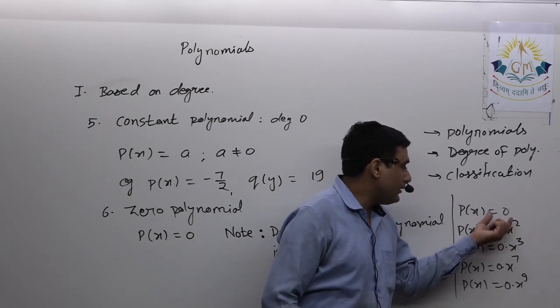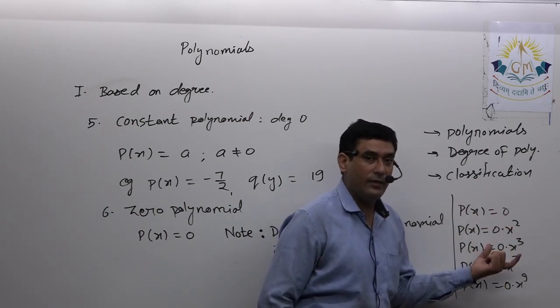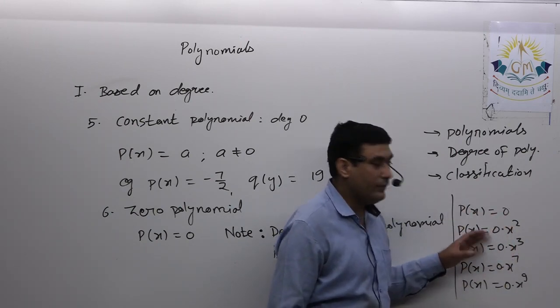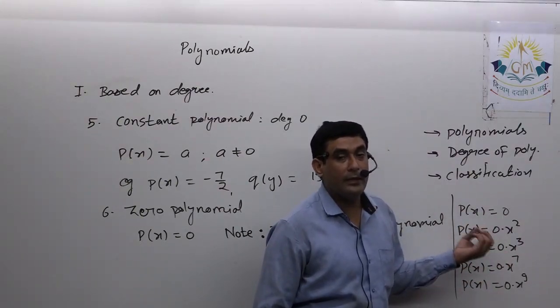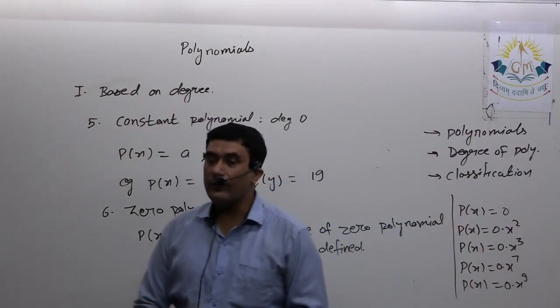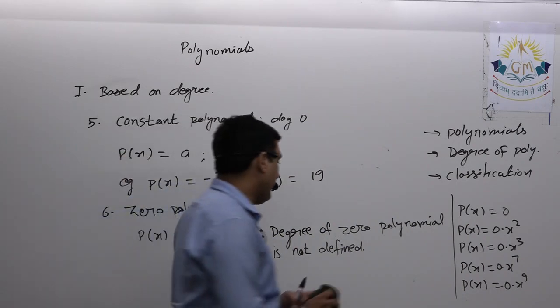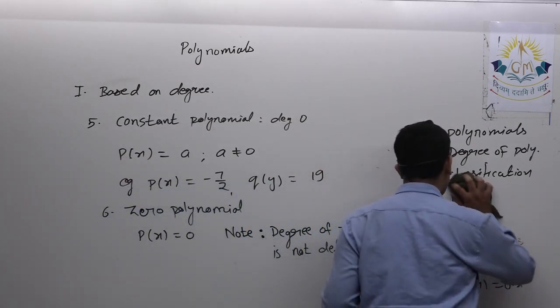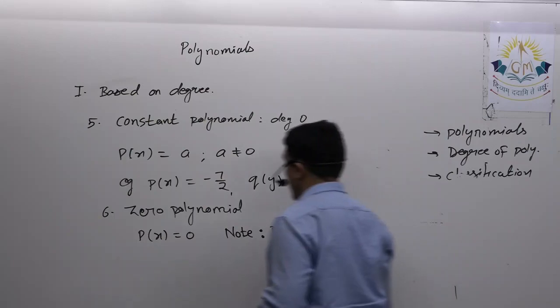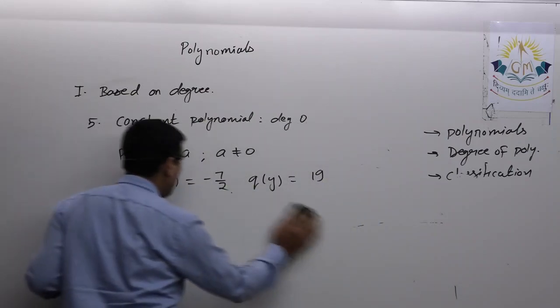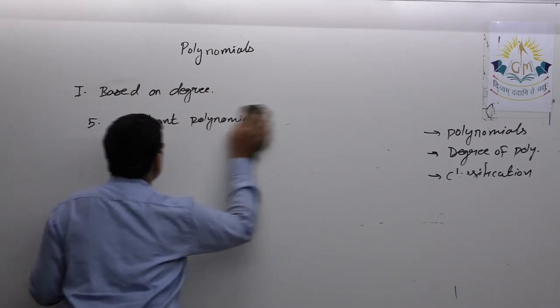So that means this can be represented in infinite ways, and in each way we'll get a different degree. So its degree is not fixed. That's why we'll say its degree is not defined. So the degree of the zero polynomial is not defined. Okay, so this is all the classification based on degree.